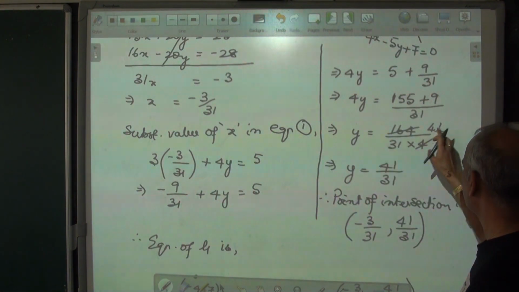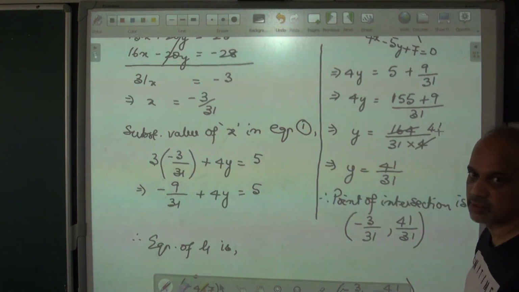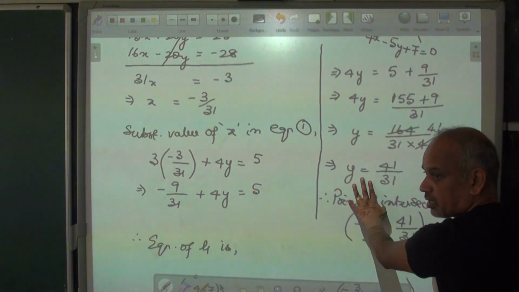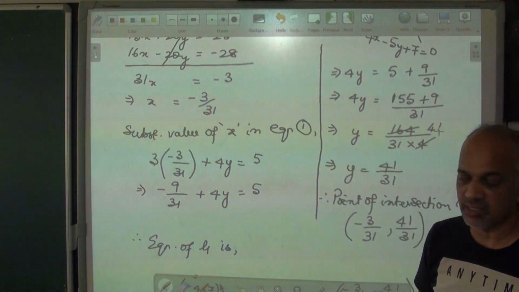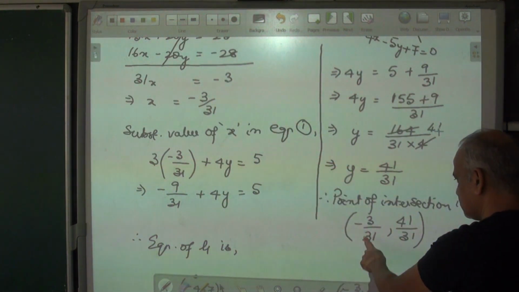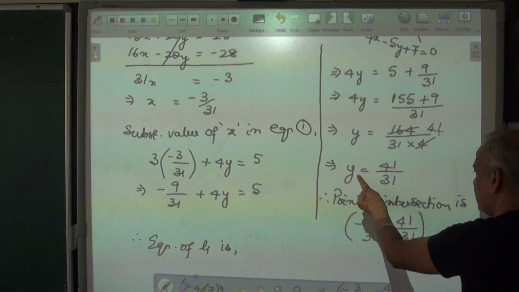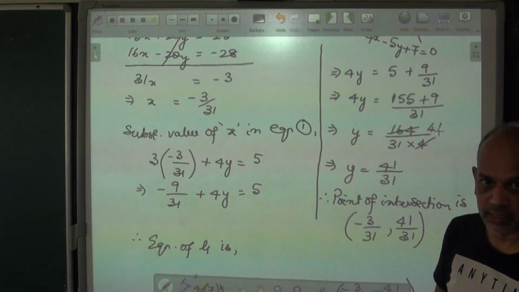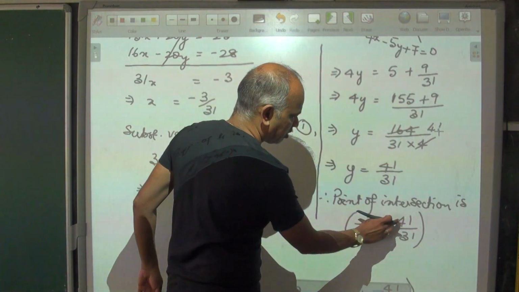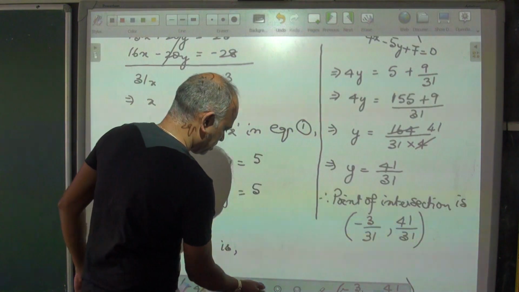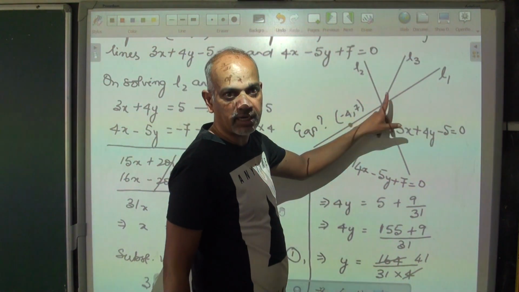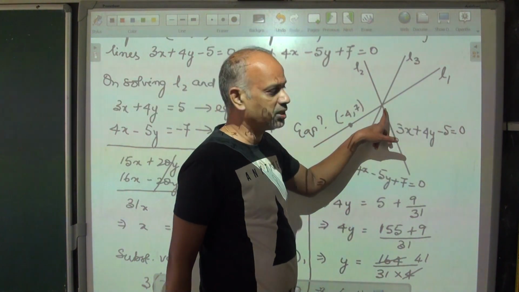So y's value is 41 by 31. So we found x here, we found y here. This is actually the point of intersection. Therefore, the point of intersection has x coordinate minus 3 by 31 and y coordinate 41 by 31. That's for now. So the point of intersection is minus 3 by 31 and 41 by 31. Look at this. This is the point of intersection whose coordinates are minus 3 by 31 and 41 by 31.